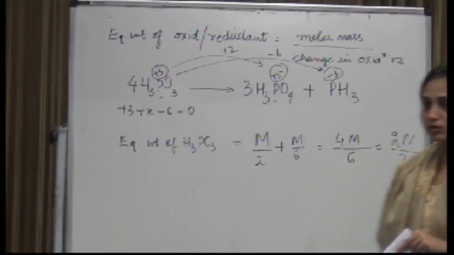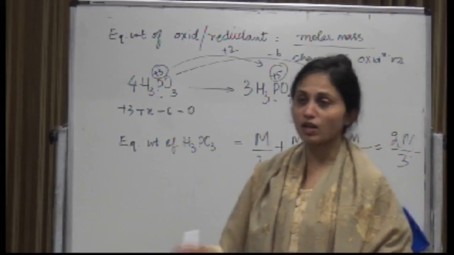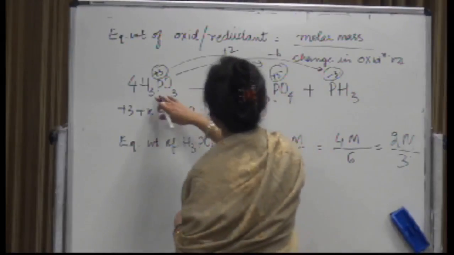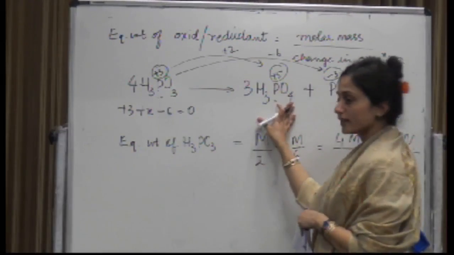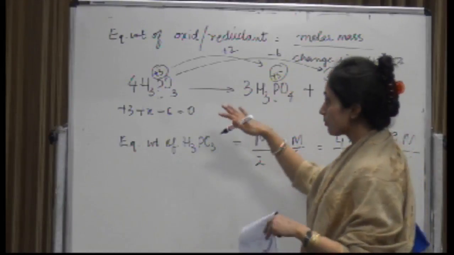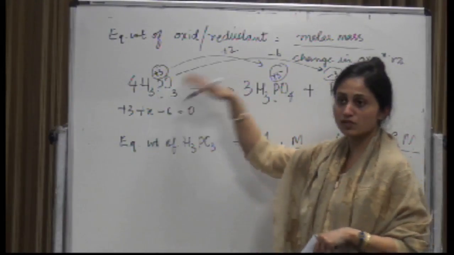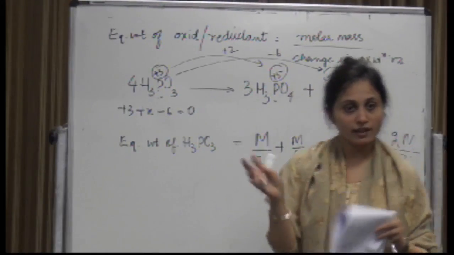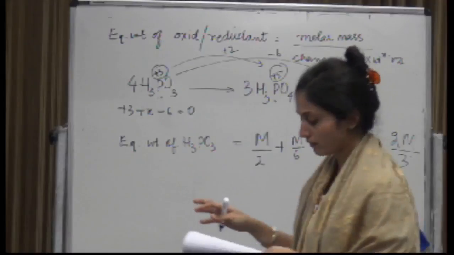This question has been put up once, so you should be able to find out the equivalent weight. Now it depends on how many times it is getting changed. मान लो the phosphorus was in only one of the compounds, then it would have been simply m divided by the change in the oxidation number of that. I took up this example especially because in this phosphorus is showing two oxidation states. So दोनों को हम consider करेंगे and then we'll add it up to get the total equivalent weight.